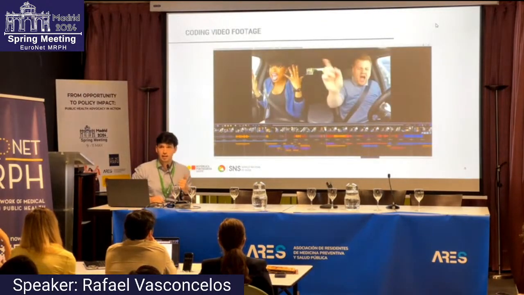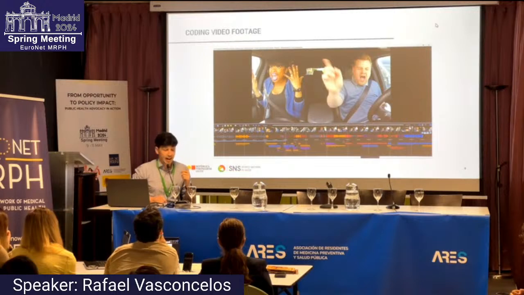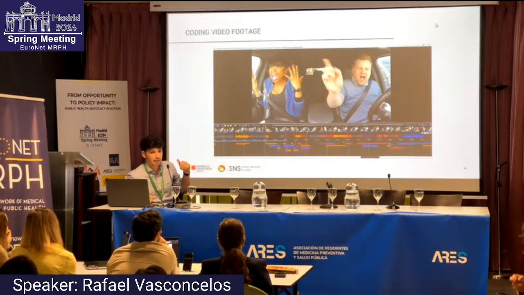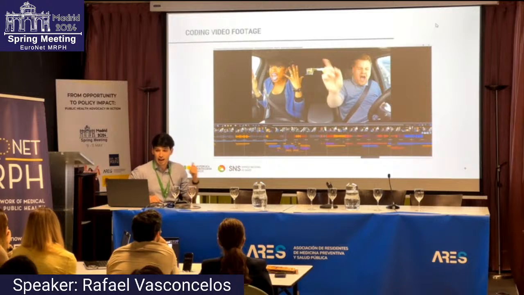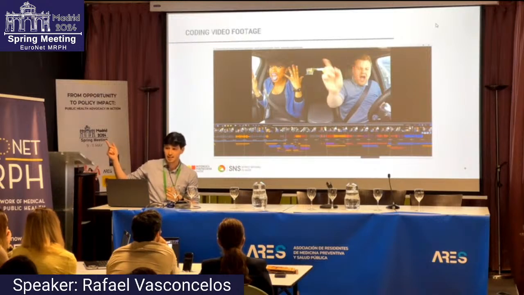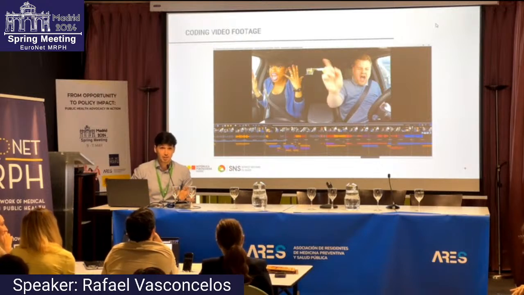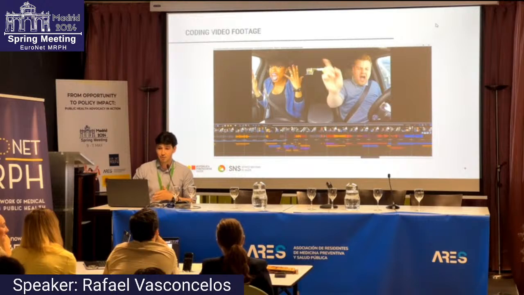We used MAXQDA, which is also used for qualitative data analysis. As you can see, we have a video, and for each segment, we have coded all the different activities going on regarding distracted driving and seatbelt misuse. In this still frame, you can see that the passenger is not using the seatbelt correctly. The driver has one hand off the wheel, is singing, is dancing, and is not facing the road. So this is not what you should be doing when you're driving. This is not what you should be telling people to do.